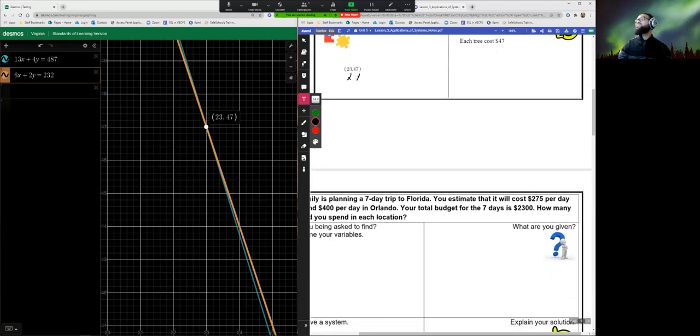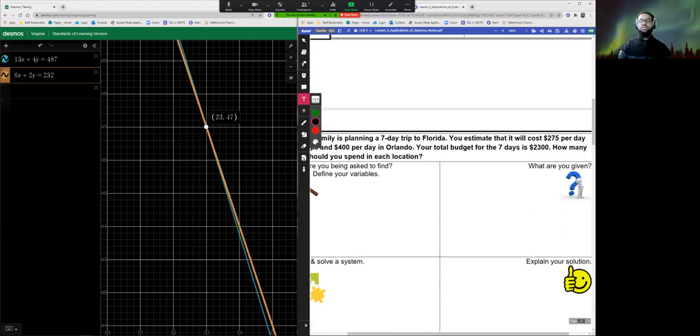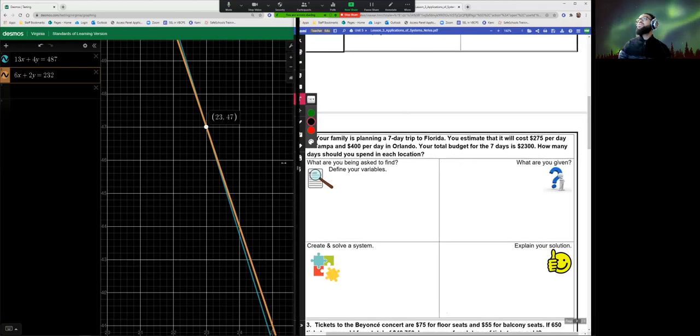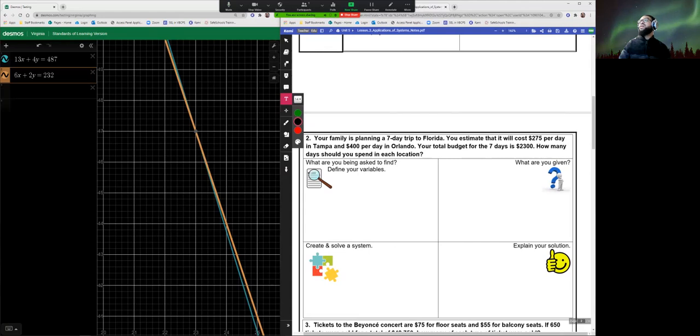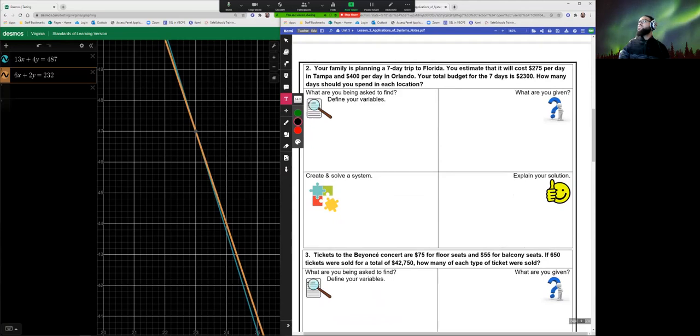All right, number 2 says, not Lily, a family. Guess I gotta zoom out a little bit more. You know what? There we go. Number 2 says, your family is planning a 7-day trip to Florida. You estimate that it will cost $275 per day in Tampa and $400 per day in Orlando. Your total budget for the 7 days is $2,300. How many days should you spend in each location?